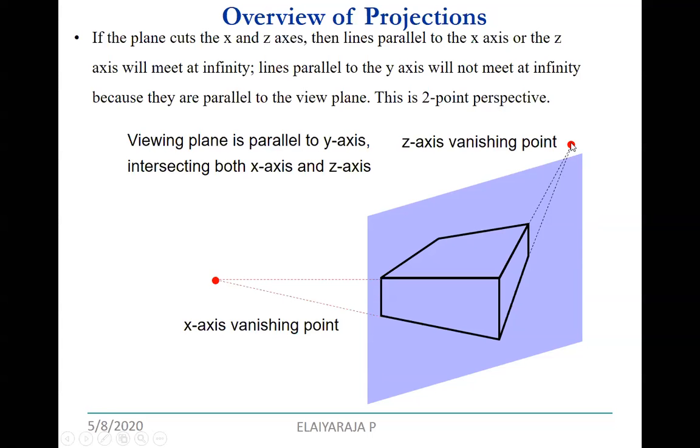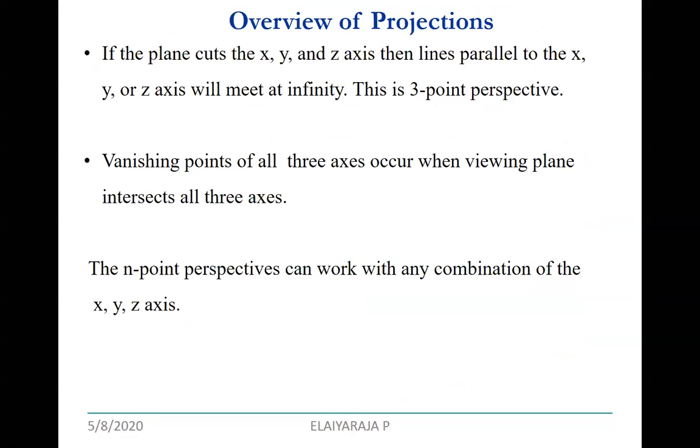The third one is if the plane cuts the x, y and z axes, then lines parallel to the x, y or z axis will meet at infinity, which means all 3 points will meet at infinity from any viewing point. What we call the sky view, that is 3-point perspective.